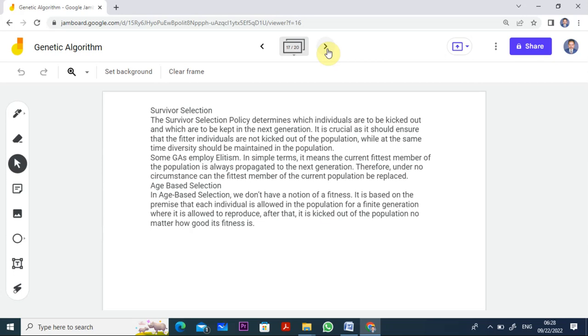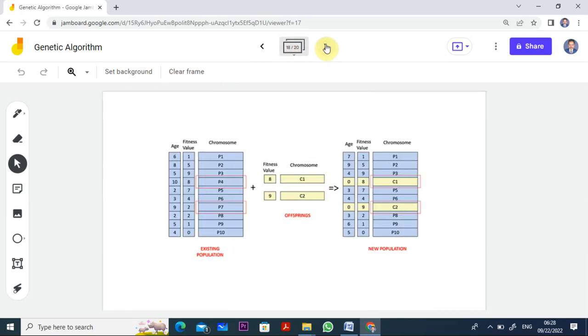Get it now? So based on this age, people are allowed to reproduce, and based on the age, they are kicked out of this population, no matter how good or how fit they are. So these are some of the things we remember. Then we see here, suppose we go for this tank, you can check it here.